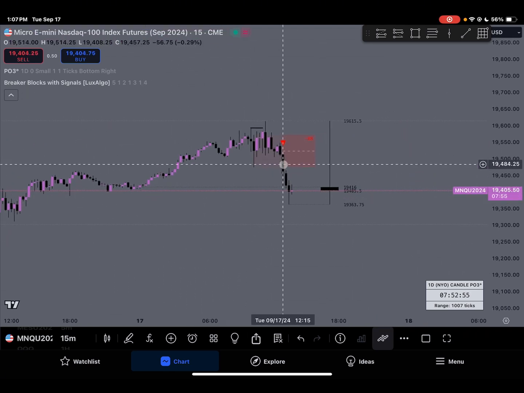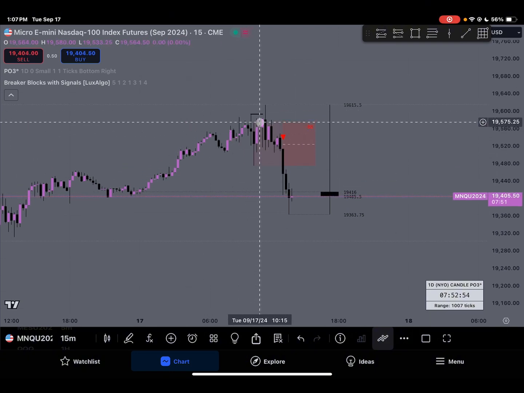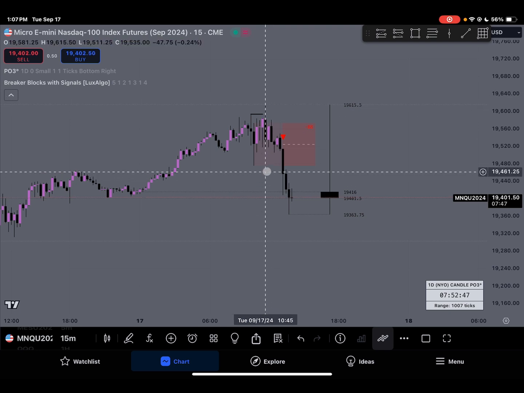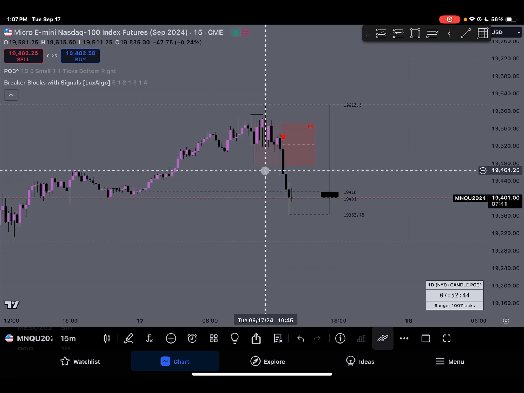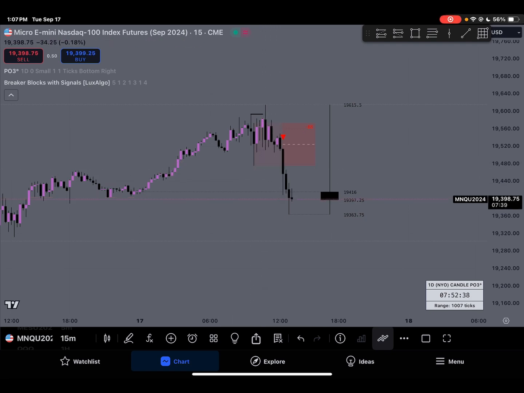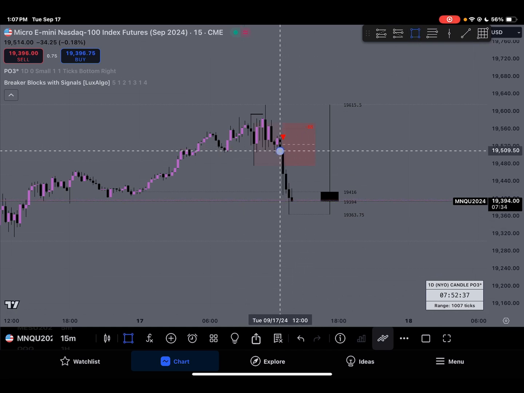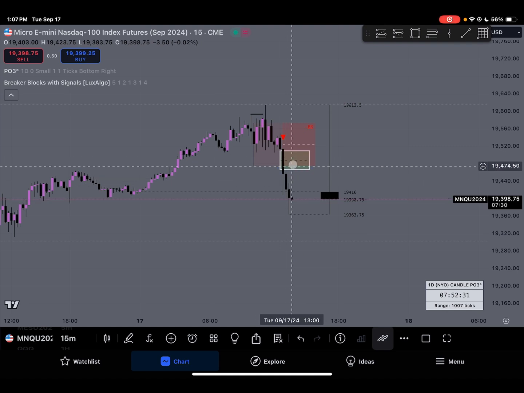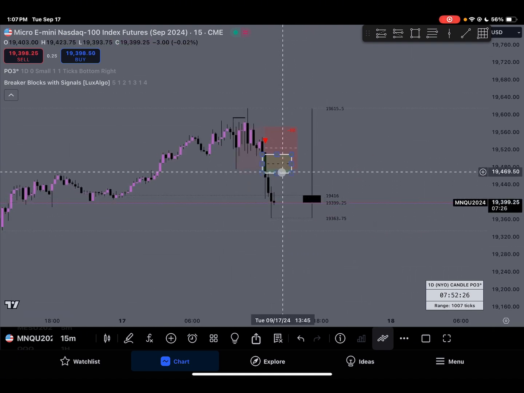But for this case right here, what a breaker is: it puts in a low, a high, and then it closes below this low. Like right here, once this closes, which closed right here, this is the breaker. So right here would be a unicorn model entry, the fair value gap plus the breaker. So you anticipate price to get in here, tap, and then target wherever you would want.